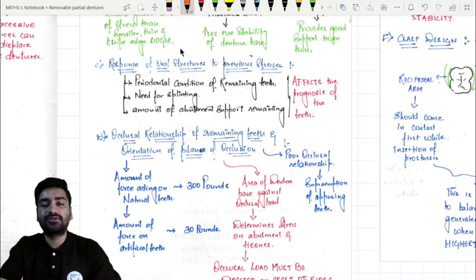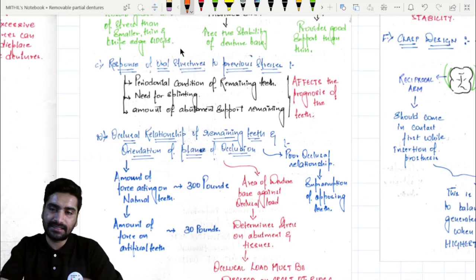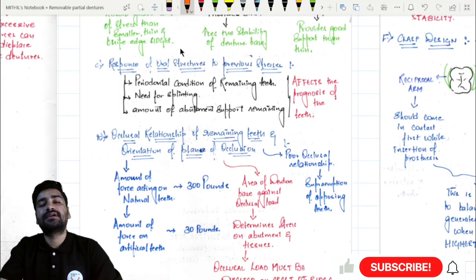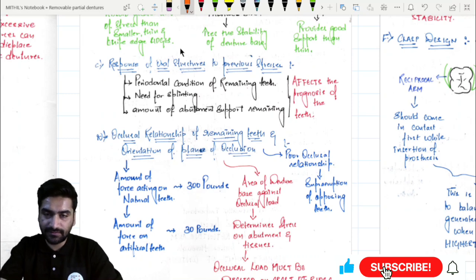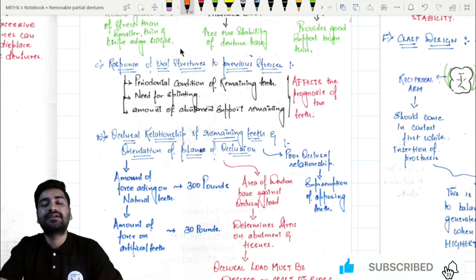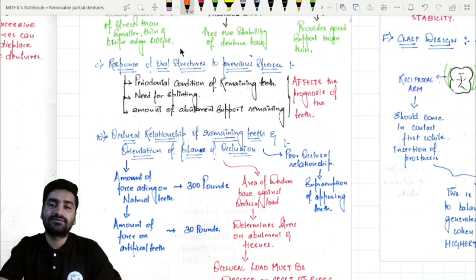Then what is the response of the oral structures to the previous stresses? In that case, the periodontal condition of the remaining teeth should be evaluated. If you find that the 4, 5, 6, 7, that is 2 premolars and 2 molars, are missing, and anteriorly you have a moderate periodontal support, the teeth are not so good periodontally, but still they can withstand the force.